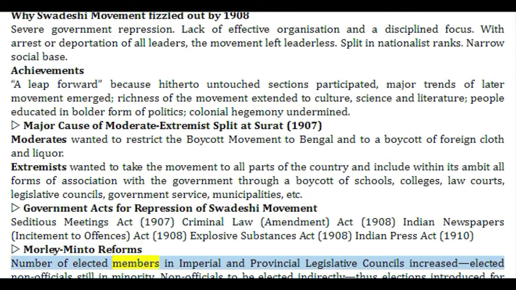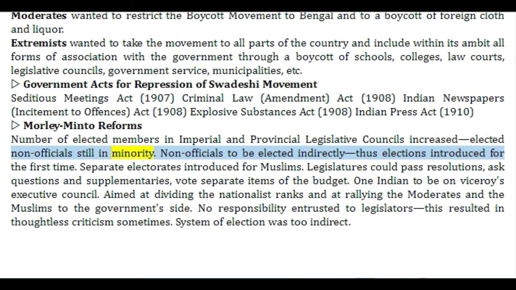Number of elected members in imperial and provincial legislative councils increased, though elected non-officials were still in a minority. Non-officials were to be elected indirectly, thus elections were introduced for the first time. Separate electorates were introduced for Muslims. Legislatures could pass resolutions, ask questions and supplementaries, and vote on separate items of the budget. One Indian was to be on the Viceroy's Executive Council.